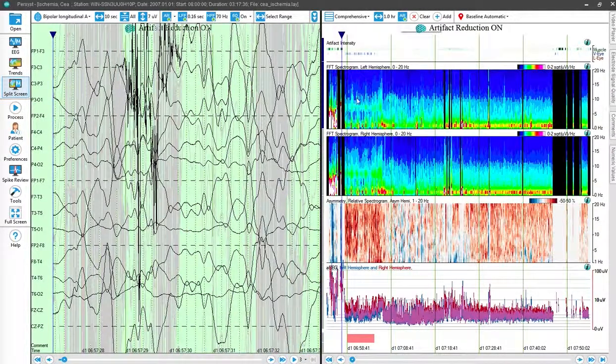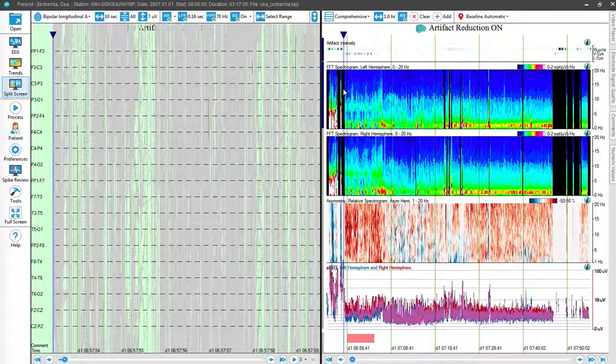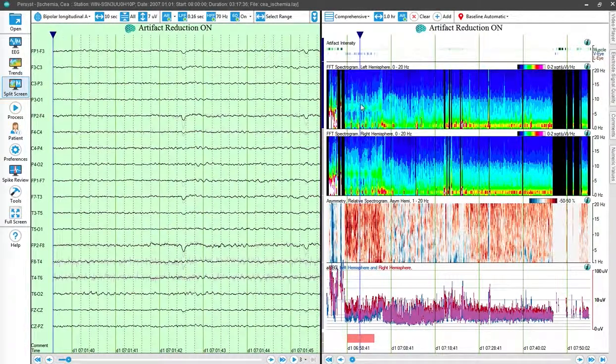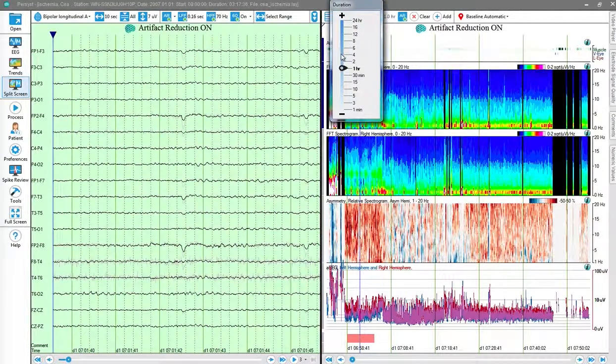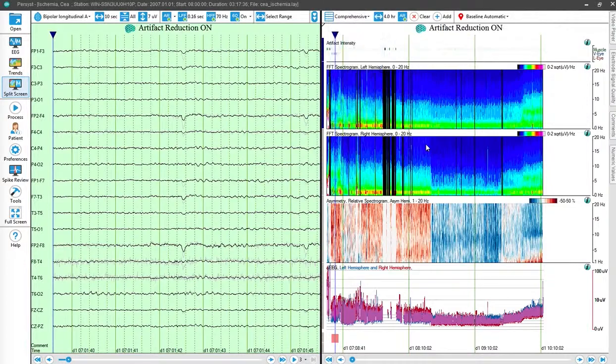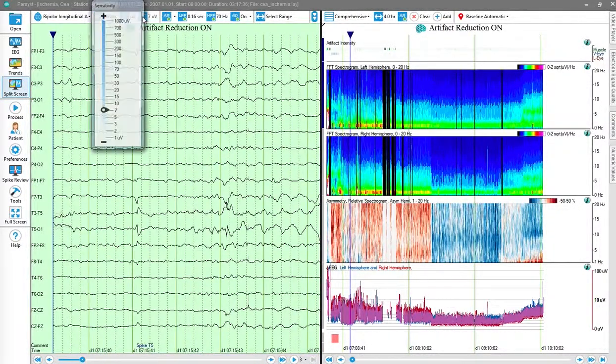And on the trends, it'll blank if more than half of the channels that comprise a trend are contaminated with electrode artifact. We'll go ahead and blank those trends out at that point. So in most cases, when you're looking at these sorts of analyses, you'll want to use the artifact reduction. Let's go ahead and zoom out. Put 4 hours on. We can look at this particular recording in its entirety, just to get some landmarks. And let's go ahead and change the gain here.